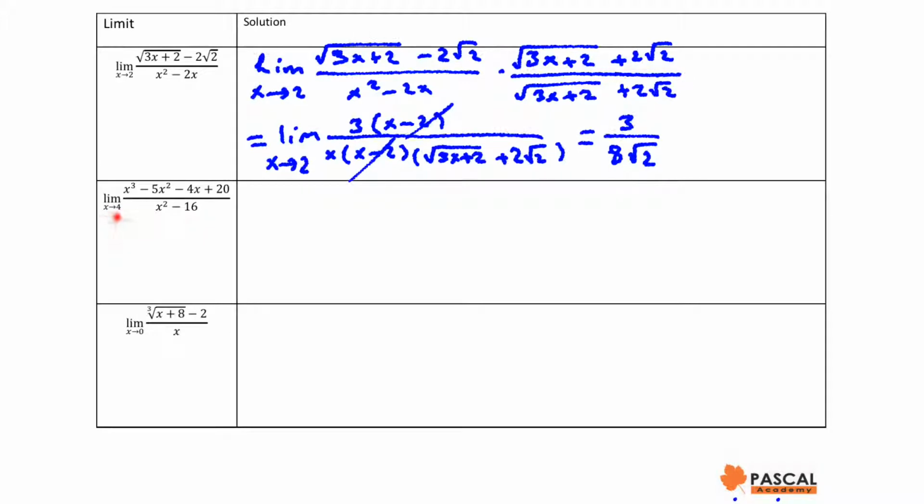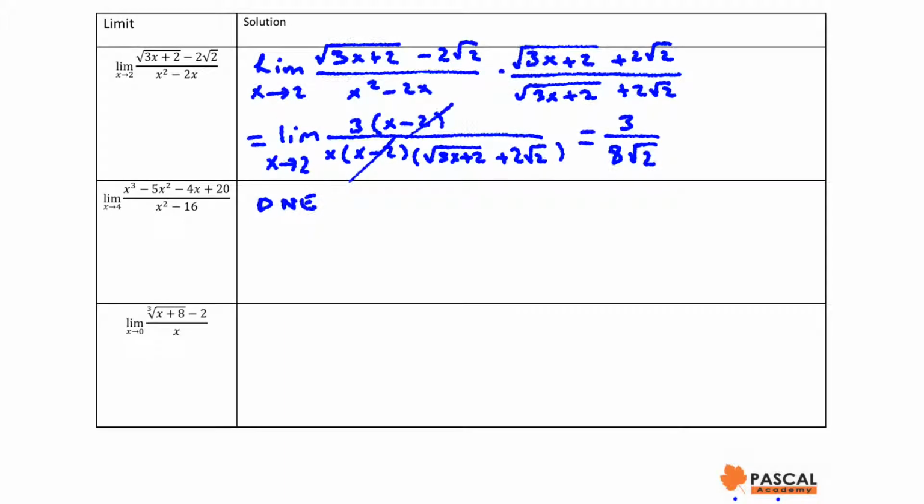Next question, the limit of x cubed minus 5x squared minus 4x plus 2 divided by x squared minus 16. Our first attempt is direct substitution. We get 64 minus 80 minus 16 plus 20. That means the numerator is a number and the denominator approaches 0. Therefore, the limit does not exist. Next question.